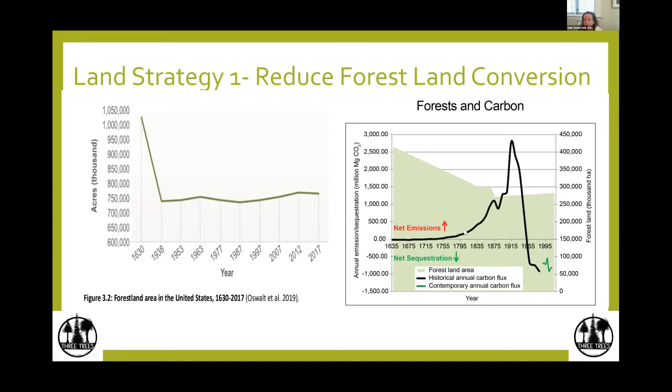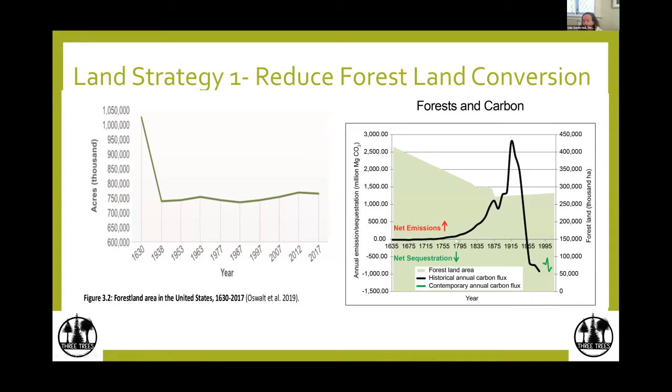Over here on the right, we have the carbon stock change over time in the US. For the first few hundred years, before humans significantly impacted forests in the US, the carbon stock was basically net zero. At any given time, forests were growing, and some forests had a big stand-replacing fire, but generally speaking, there was zero net sequestration.